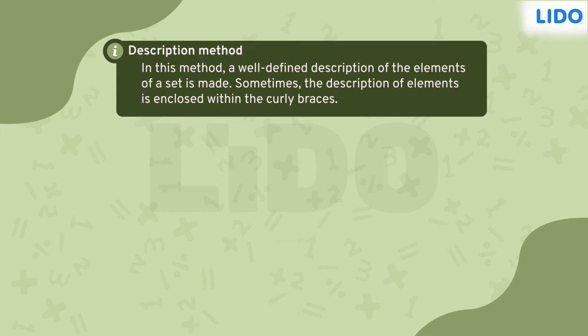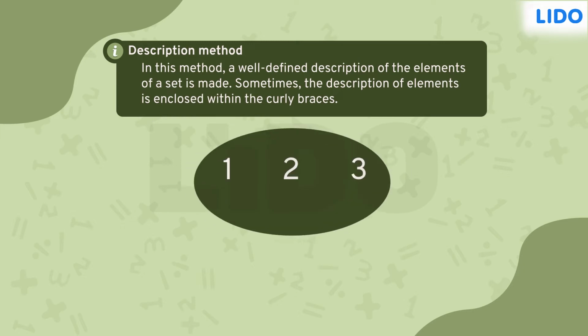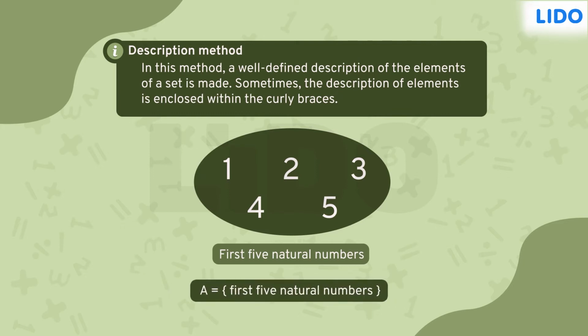Observe carefully. The numbers 1, 2, 3, 4 and 5 are nothing but the first 5 natural numbers. So, let A be the set of the first 5 natural numbers. In the description method, it can be written as first 5 natural numbers, and it is enclosed within the curly braces.